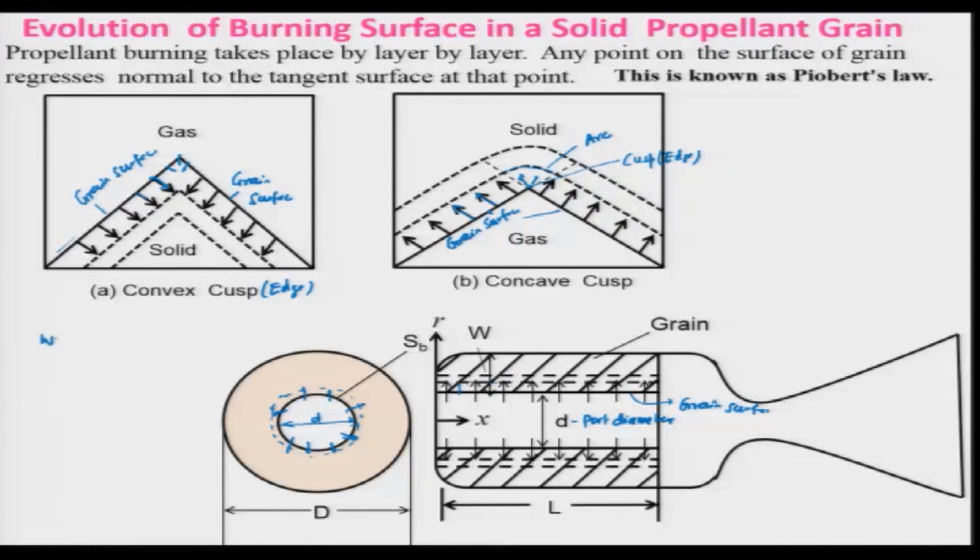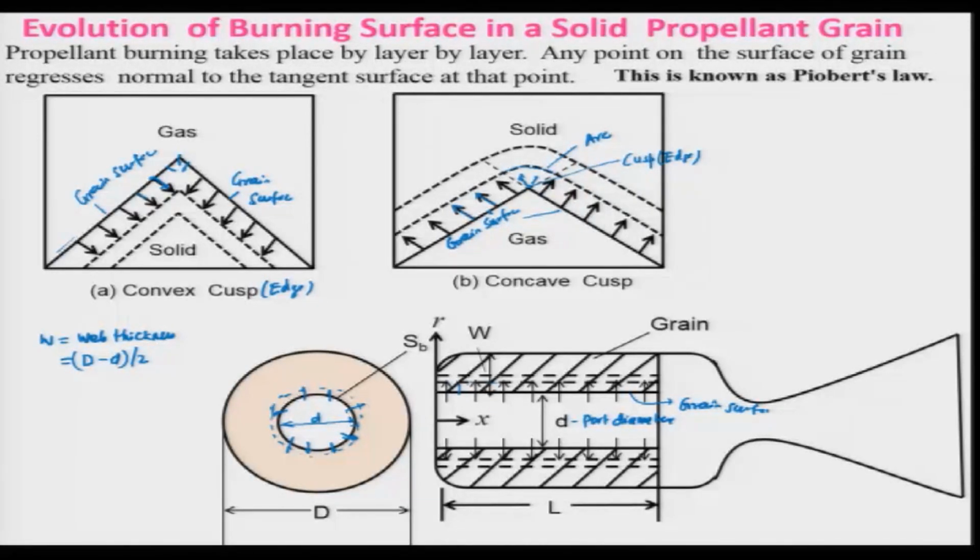What we call the web thickness, that is the amount of propellant along the radial direction which can be consumed when the propellant surface regresses towards the periphery of this propellant grain. In this case, this web thickness is very important, because that is the amount of propellant which will be burnt during a certain time. And this web thickness will basically be (D minus small d) divided by 2.